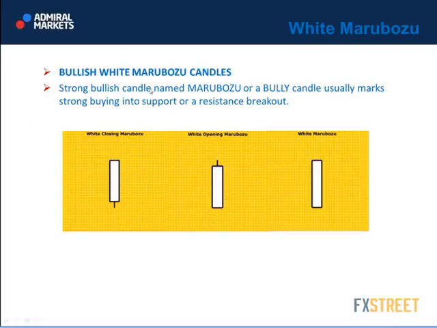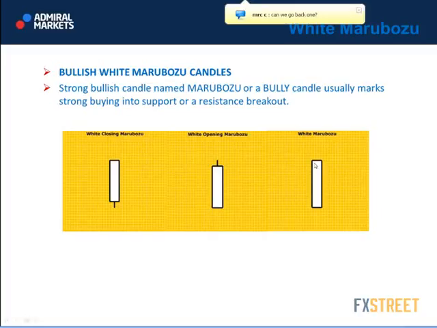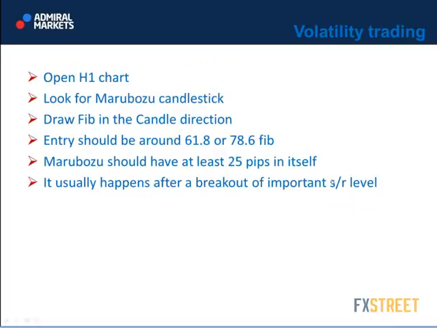So bullish white Marubozu candles are these candles: white closing Marubozu, white opening Marubozu, and white Marubozu. White closing Marubozu is very easy to tell apart, because a closing Marubozu has a wick just below the body. A small wick above the body is a white opening Marubozu, and a clear white Marubozu is a candle which does not have any wicks at all.